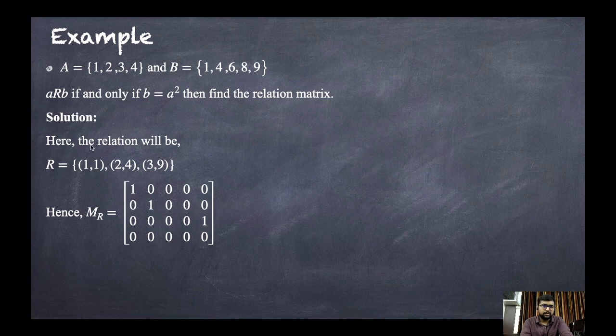Now the relation is (1, 1). The entries are 1 and 0, 1 whenever both are related. So 1 is related to 1, so this entry will be 1. Now (2, 4): for 2, the second row, and for 4, the second column, so this entry will be 1. And (3, 9): 3 is the third row, and 9 is the fifth column, so this entry will be 1. The rest of the entries are 0 because they are not related to each other according to the given relation. So this is how we can construct a relation matrix.